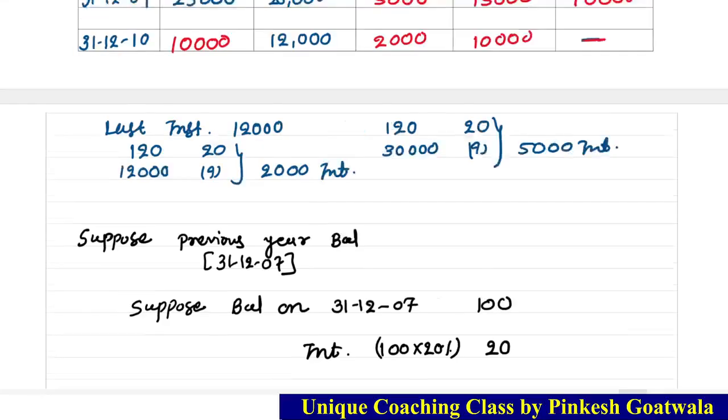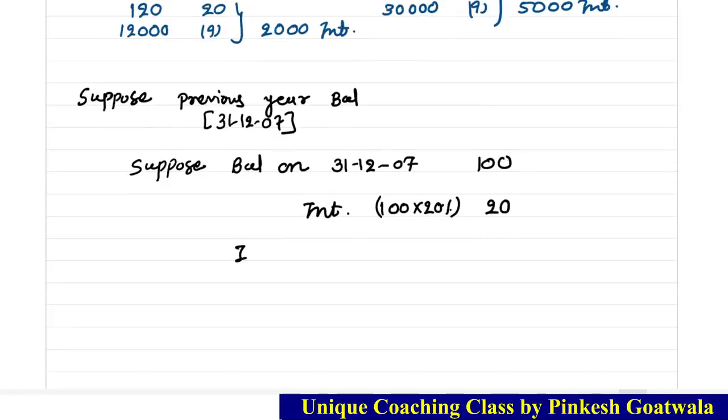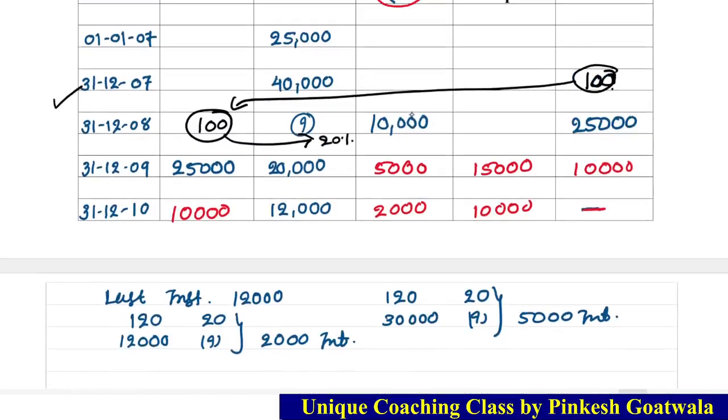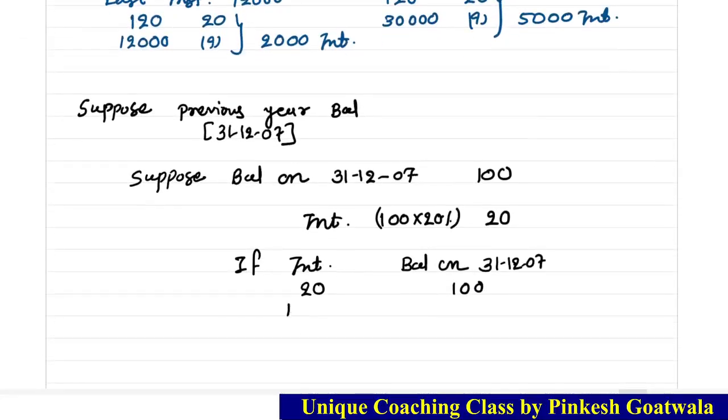Now simply just put this step. If interest 20, then balance on 31st December 7 is 100. જ્યારે interest 20 હોય છે ત્યારે balance 100 છે, okay? So what is our interest here? Our interest is 10,000. So what will be balance? So balance શું હશે એવા કેસીસમાં, okay?